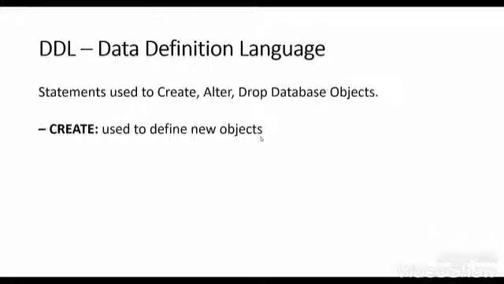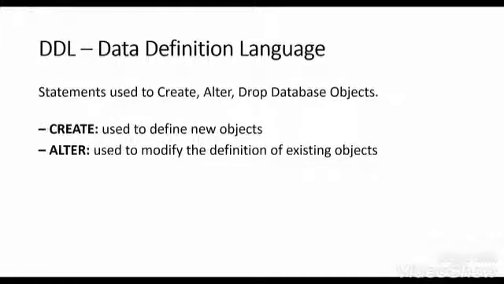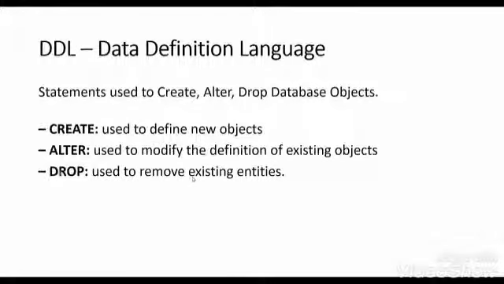With the create statement you can define new objects. Objects means tables, views, stored procedures and functions, right? With the alter statement you can modify the definition of an existing object. Like you can modify a table, you can add a new column in a table, you can modify the data type of an existing column, right? Or you can remove the column also with the alter statement. You can modify the stored procedure by using the alter statement. You can also modify the view definition with the alter statement.